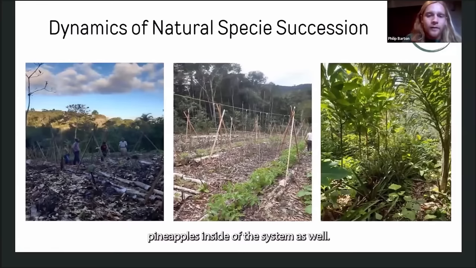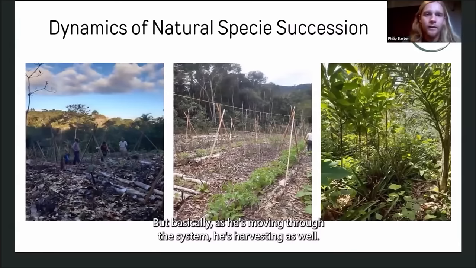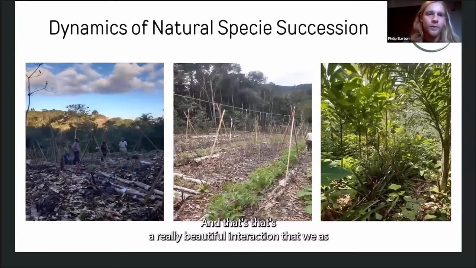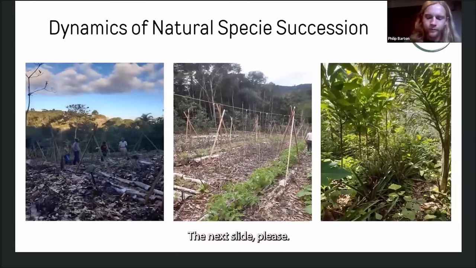But basically, as he's moving through the system, he's harvesting as well. So there's two benefits that are happening. One, he's increasing the potential of the land to grow cacao, to foster an ecosystem, but also harvesting at the same time. And that's a really beautiful interaction that we as humans can have on our ecosystem. The next slide, please.